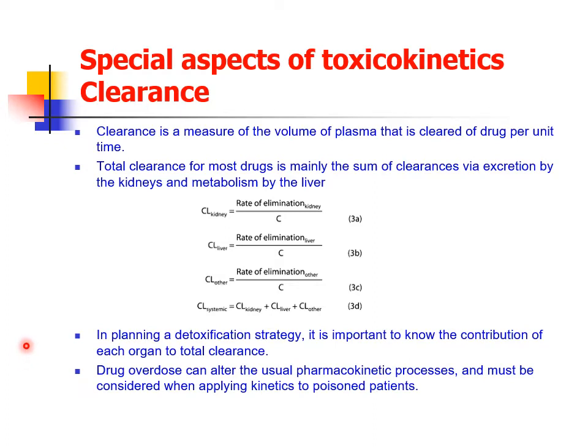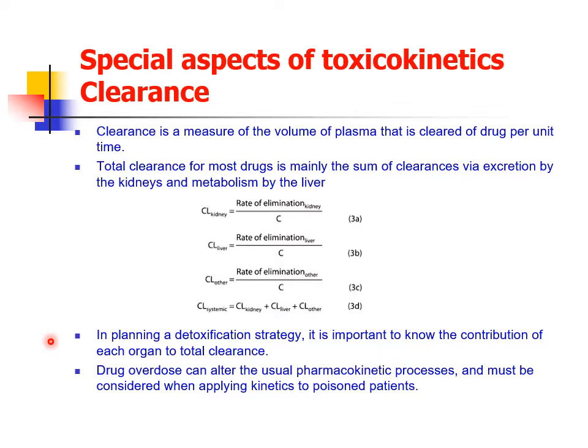Clearance is a measure of the volume of plasma that is cleared of drug per unit time. Total clearance for most drugs is mainly the sum of clearances via excretion by the kidneys and metabolism by the liver. So total clearance equals clearance by the kidney, clearance by the liver, and others, but mainly clearance by the kidney and by the liver.